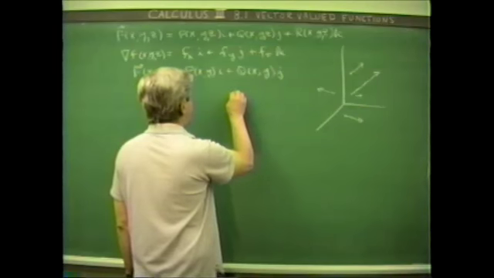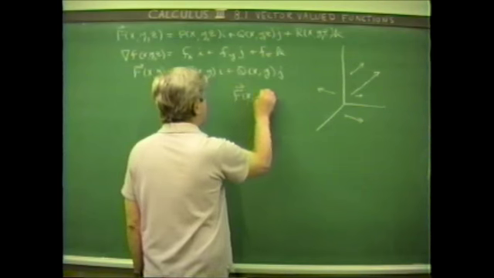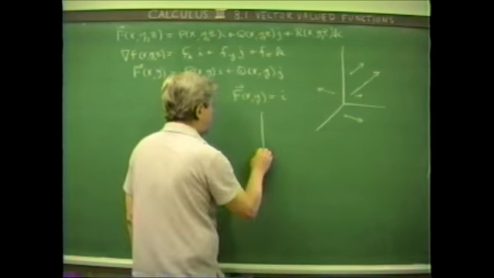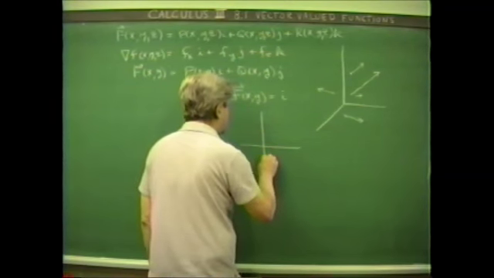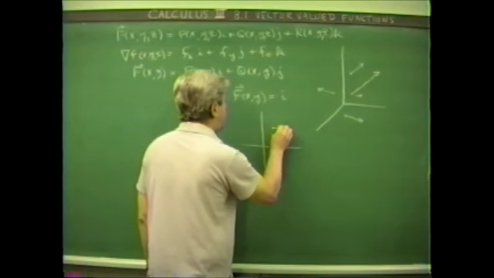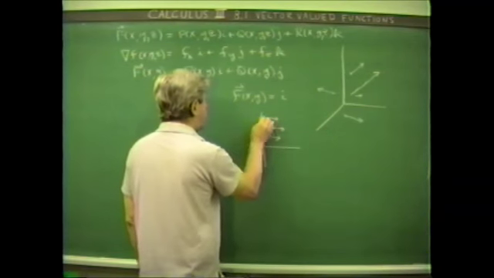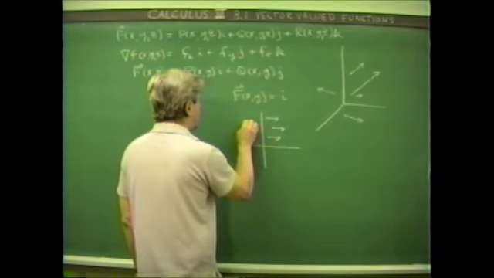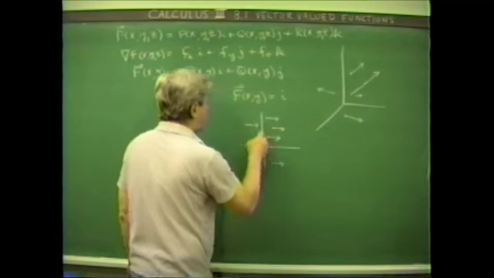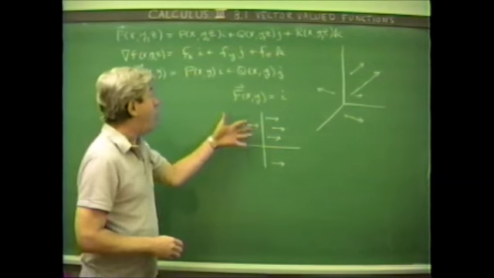If we let f of x and y equal i, this is a vector value function in the plane, and to each point it assigns the same vector, namely i. So you can imagine this as having a unit vector assigned at each point going off to the right here. Such a vector value function might represent something like a wind.